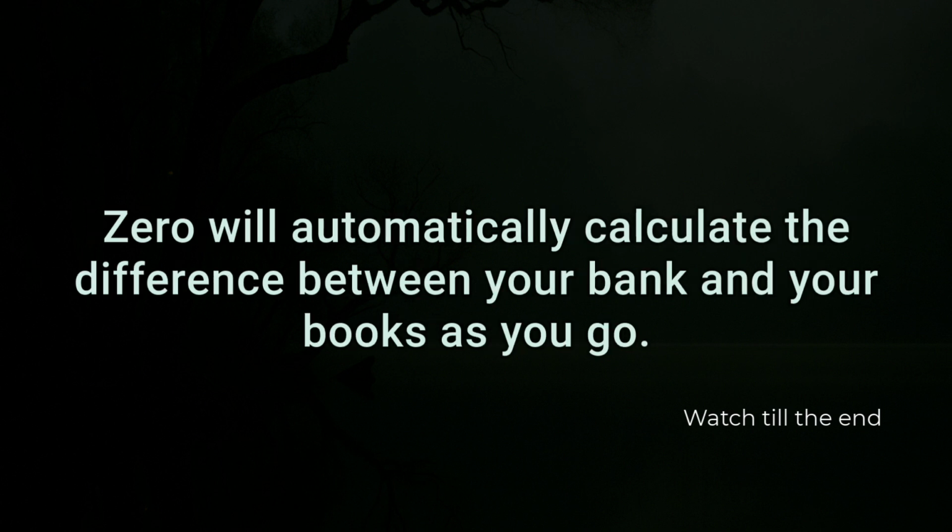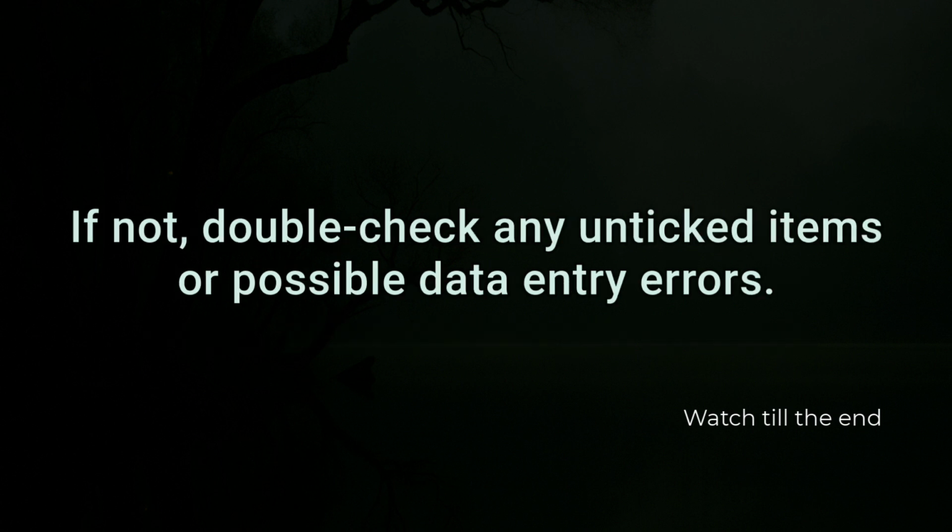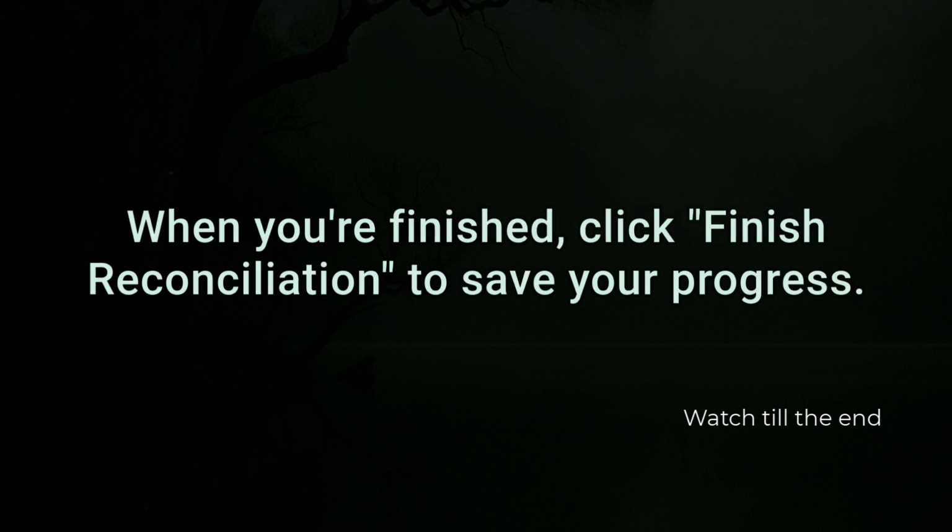Xero will automatically calculate the difference between your bank and your books as you go. If everything matches perfectly, you'll see a difference of $0.00, which means you're done. If not, double-check any unticked items or possible data entry errors. When you're finished, click Finish Reconciliation to save your progress.